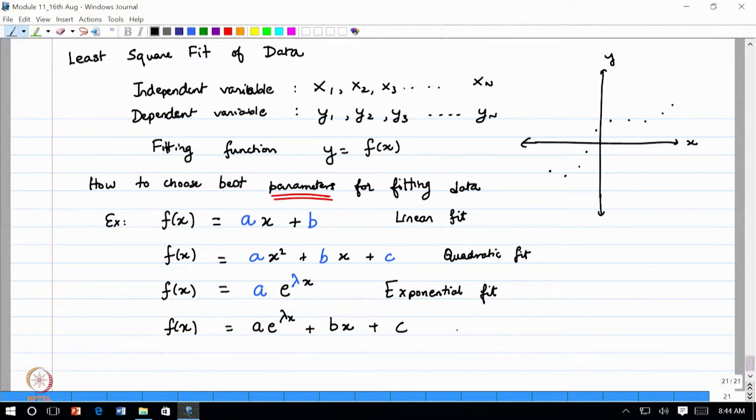Okay. So, the question is, how do you choose the best values of these parameters? For example, if you choose one value of a, b, c, you might get something like this, you might take another value of a, b, c, you might get something like this, you might take a third value, you might get something like this. So, what is the best value of these parameters to be chosen? Each value of these parameters will give you a different line. And how to choose the best values? The answer is you use a least square fit procedure.